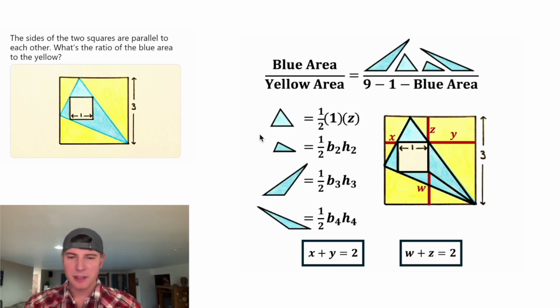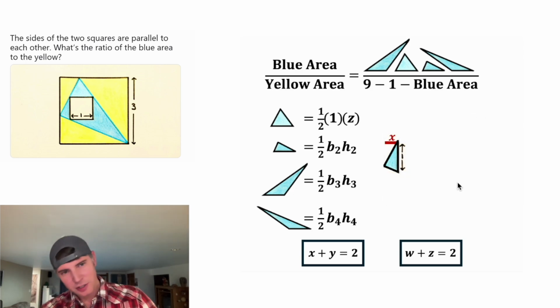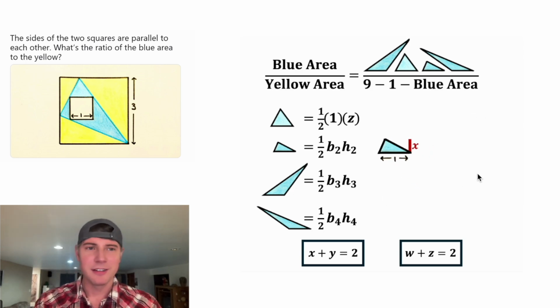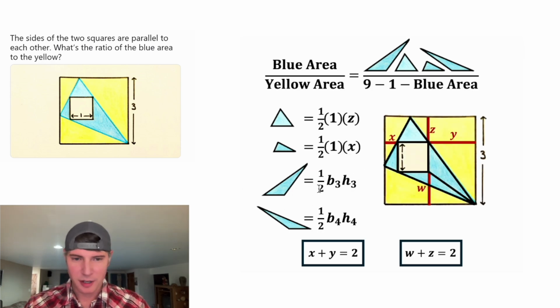And we can do the same thing for this triangle, which is this one right here. Let's bring the 1 around here and let's isolate the triangle. And so it's easier to see, let's rotate the triangle. The base is equal to 1 and this height is equal to X. And next let's do this triangle, which is this one right here.